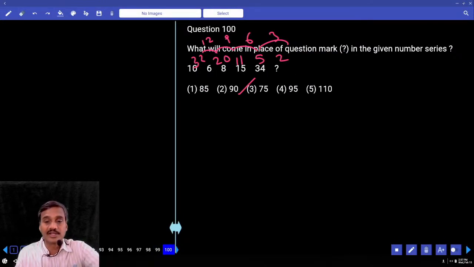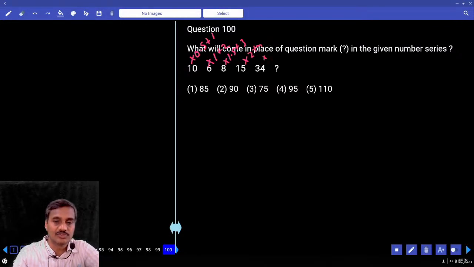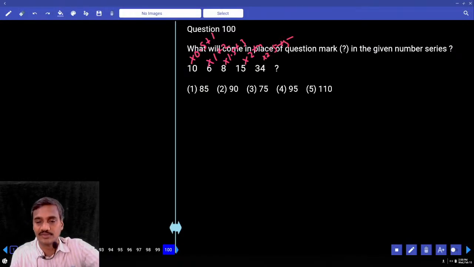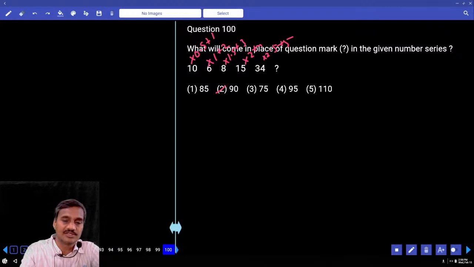And 100. Now in this 100, 10, 6. The number decreased once, and from there onwards it is increasing. Hence it must be into 0.5. 10 into 0.5 is 5, plus 1, 6. And 6 into 1 plus 2, into 1.5, 12 plus 3. Next one into 2 plus 4. 0.5, 1, 1.5, 2. Next into 2.5 plus 5. Now 34 into 2.5: 34 into 2 is 68, plus 17 is 85. Plus 5, 90. That is choice 200.